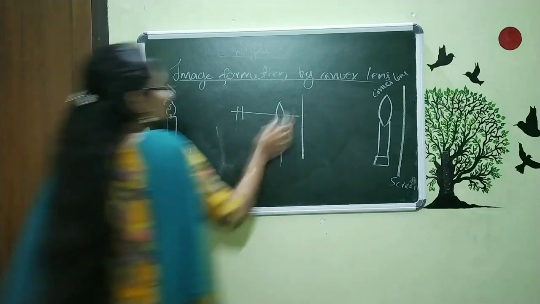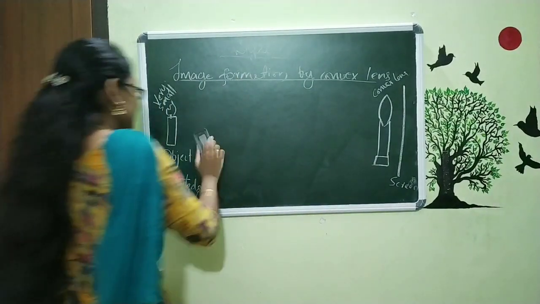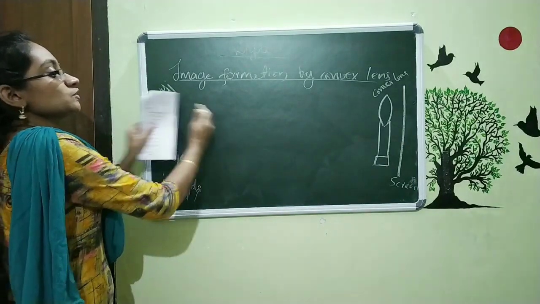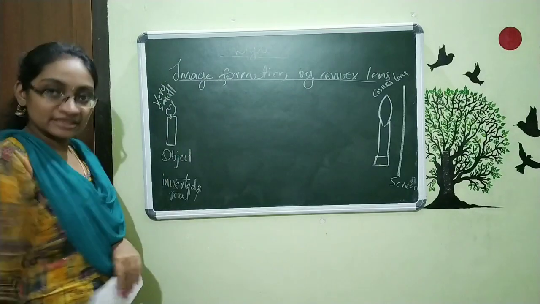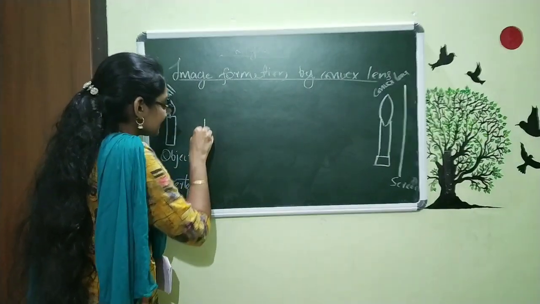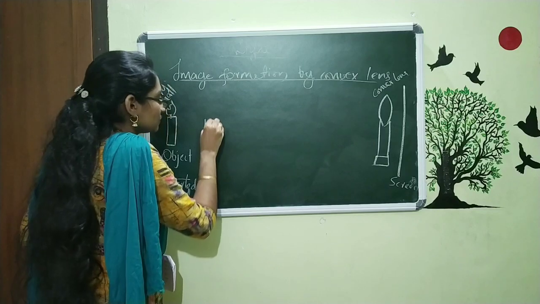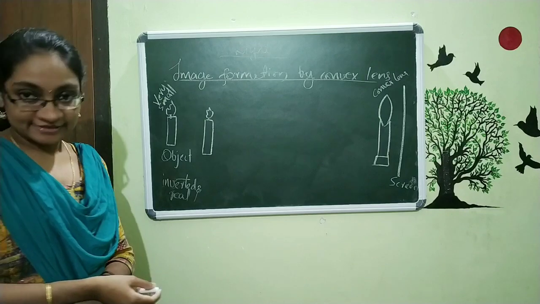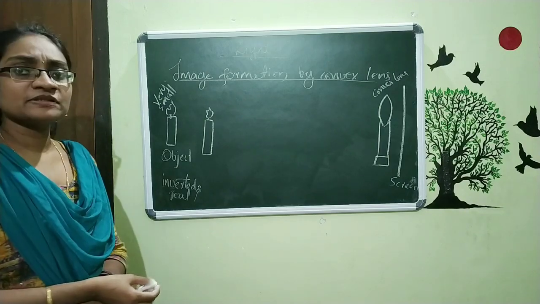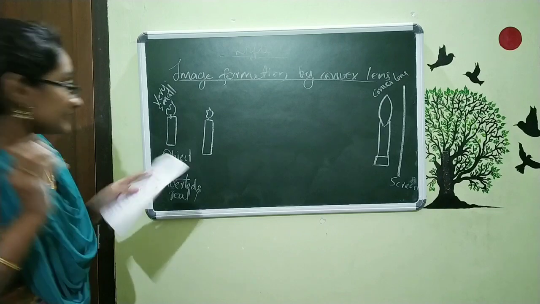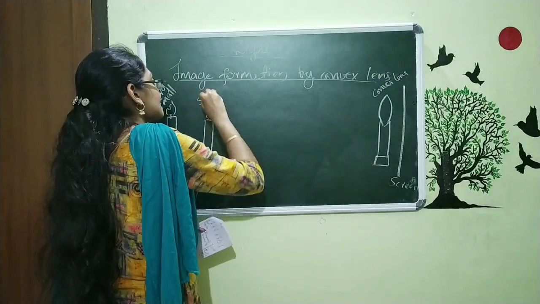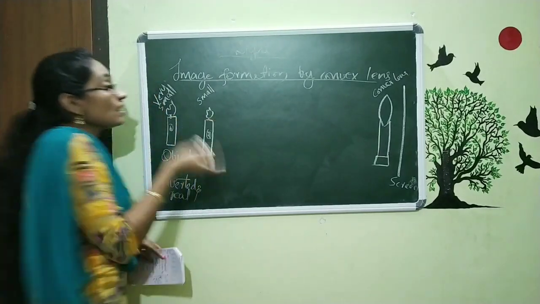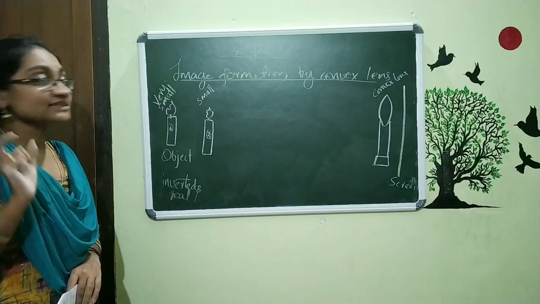And now, as in our previous experiment, we are going to move this candle from this point to this. That means a little more near to our lens. So, this is the second position that I am moving our candle near to our lens. And now what happens to the size of the image? The image here is small. This is the first position. This is the second position. On the second position, our image is small.